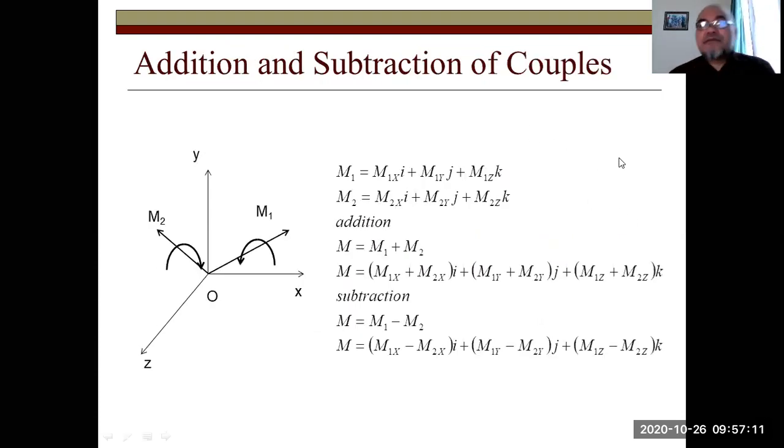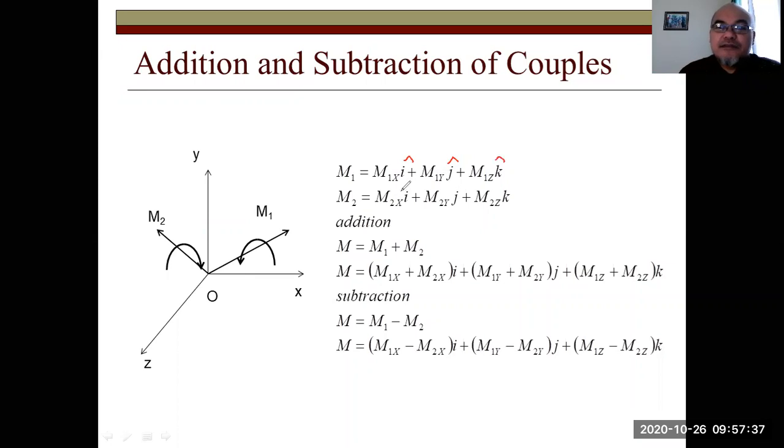We can also add or subtract couples. For example, we have here M1, the moment due to a couple, which in three-dimensional vector notation we express as M1x i plus M1y j plus M1z k.